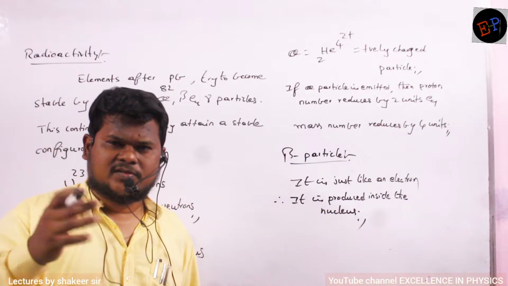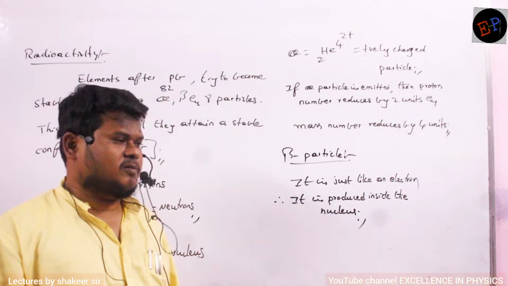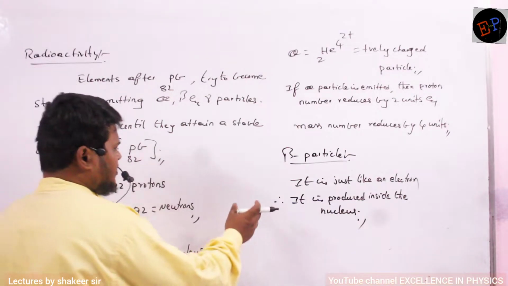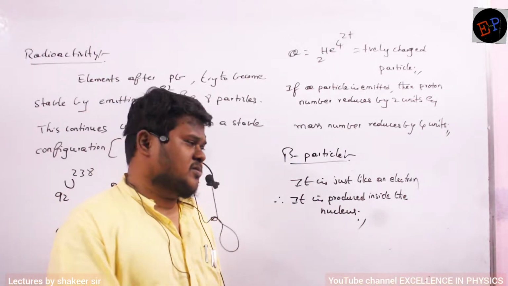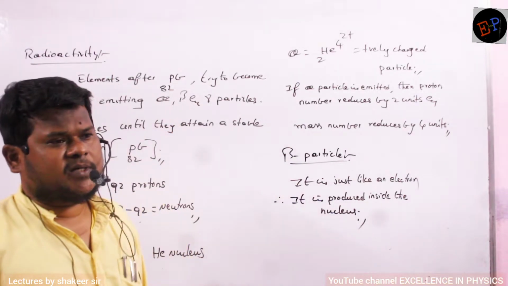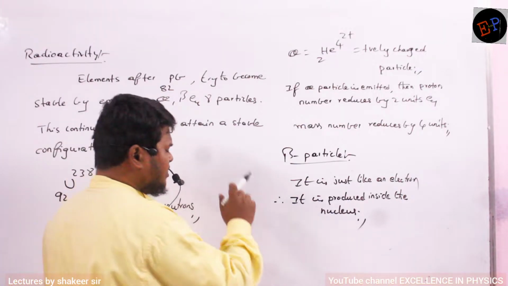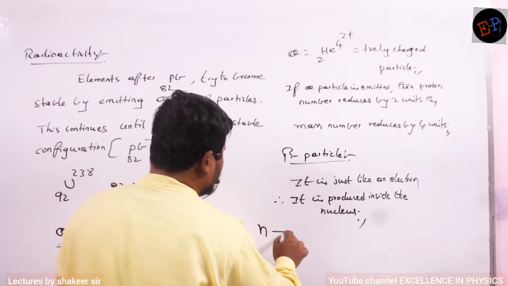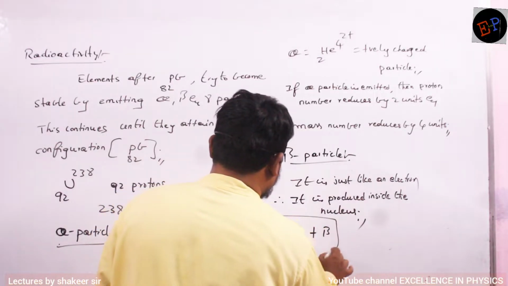But it has the same properties as that of an electron. Its mass is the same as that of an electron. Its charge is also the same as that of an electron. Now this beta particle is definitely a charged particle. It is a negatively charged particle. So this particle also will be deflected by both magnetic fields as well as electric fields. And how is this beta particle created? A neutron gets split into a proton plus a beta particle. So this is what is actually happening.